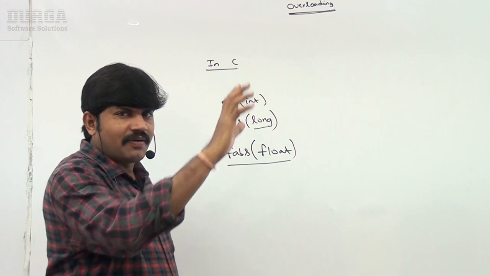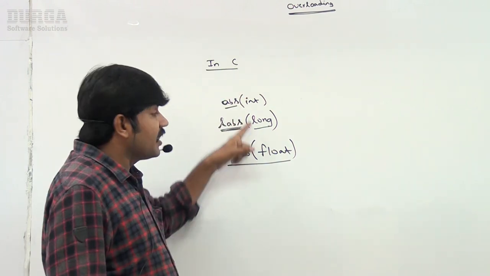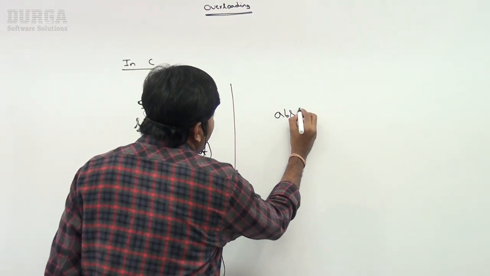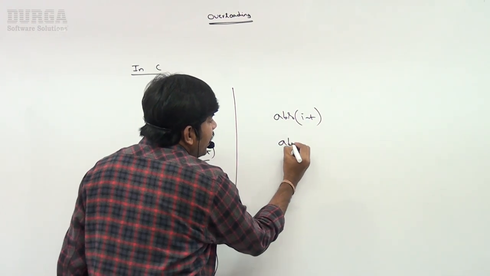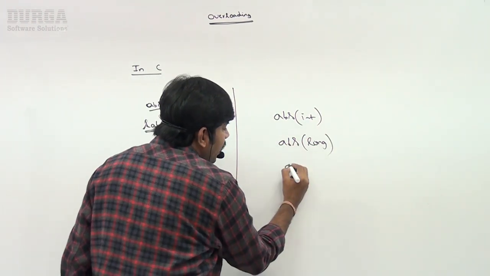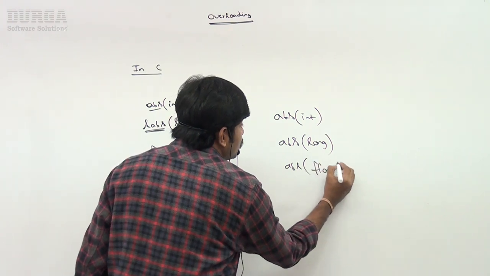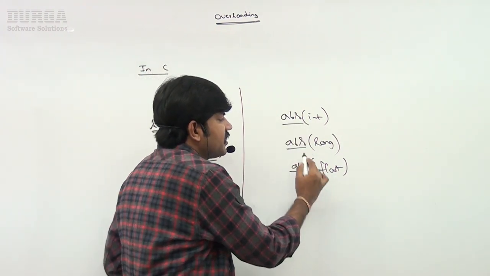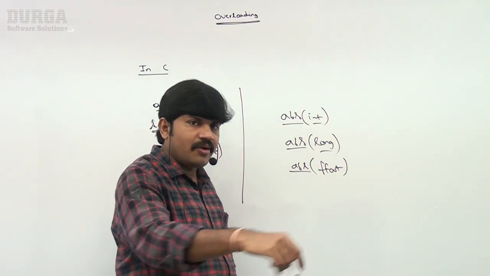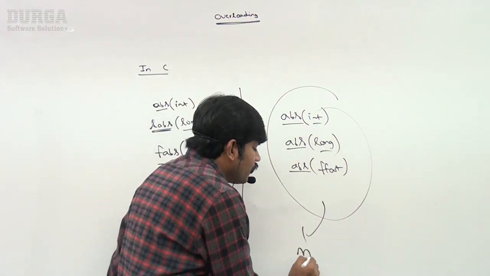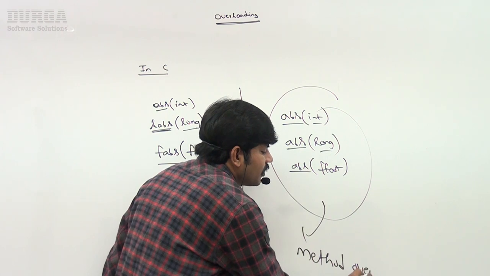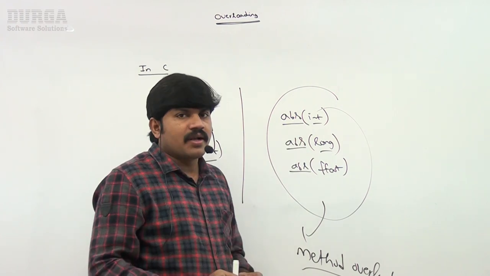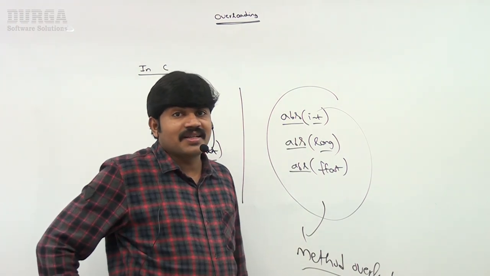But in Java, we do not have any such complexity. In Java, you can take the same abs method for int type, the same abs method for long type, and the same abs method for float type, because Java allows multiple methods with the same name and different argument types, which is nothing but method overloading.